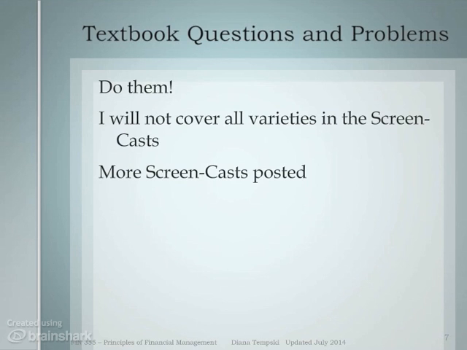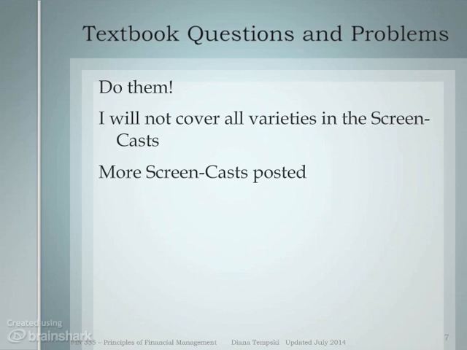So a note for you on textbook questions and problems that I offer you on the problem set. Do them. Practice, practice, practice. Practice in this class with problems leads to efficiency, and it leads to you grasping the concepts. So I highly recommend you do the problems in the problem set and those in the textbook. I don't cover every single type of problem and every variation, so do work on those problems in the textbook.